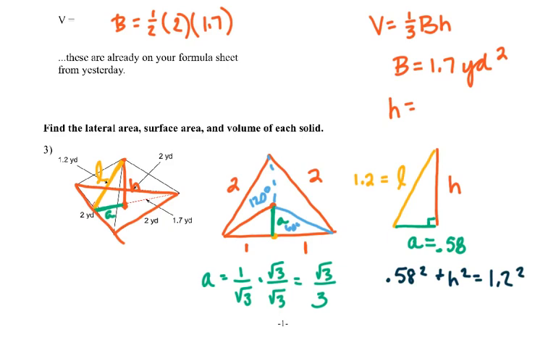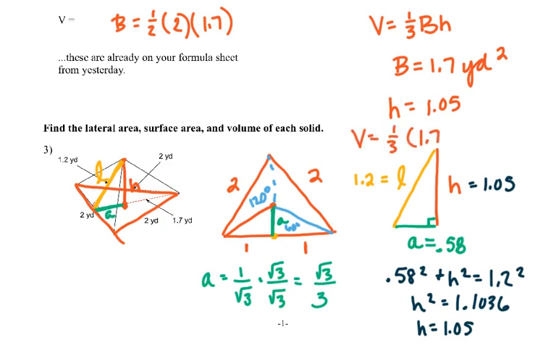And let's see here. We're going to take the square root. We get h squared is equal to 1.1036. We're going to take the square root of that, and that's 1.05. Okay, so for our actual volume, we can do it now. Our height is 1.05. Our volume is equal to 1/3 of the area of the base times 1.05.